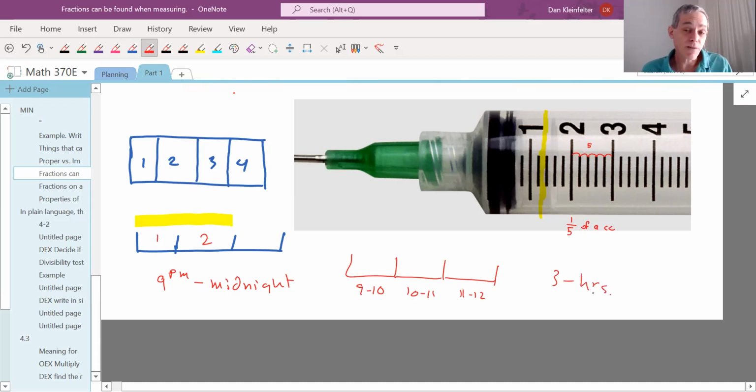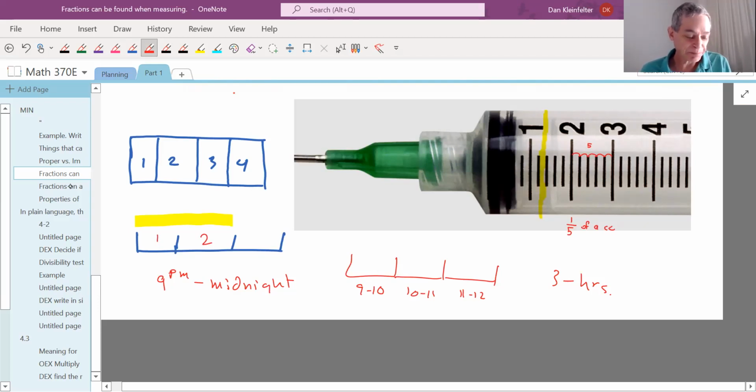But if you think about it, 9, 10, 11, 12, that's 4. But of course, that's not 4 hours. To count from 9 to 12, 9, 10, 11, 12 is 4. But again, you have to count the spaces between, which is 3.